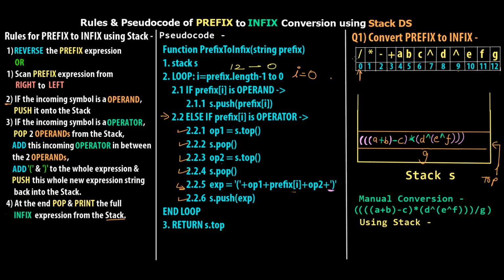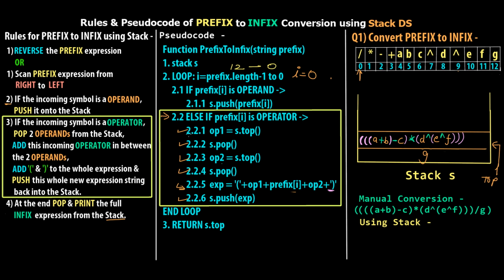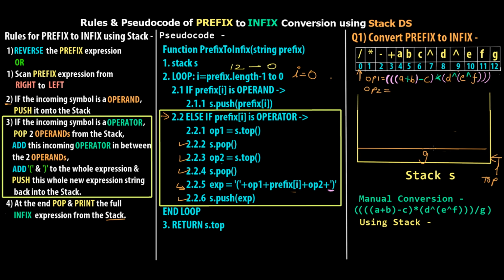So the last symbol obviously is again an operator. So again 2.2 will be executed. We say op1. op1 now is going to be this entire expression. So let's store it in op1. So at 2.2.1 we say op1 is s.top. After that we say 2.2.2 s.pop. So we remove this top of the stack. Now the top of the stack is this single element G. Then we say 2.2.3 op2 is equal to s.top, which is G now. We remove that as well from the top of the stack at 2.2.4. Stack is basically empty. 2.2.5 says create this expression using op1 and op2.